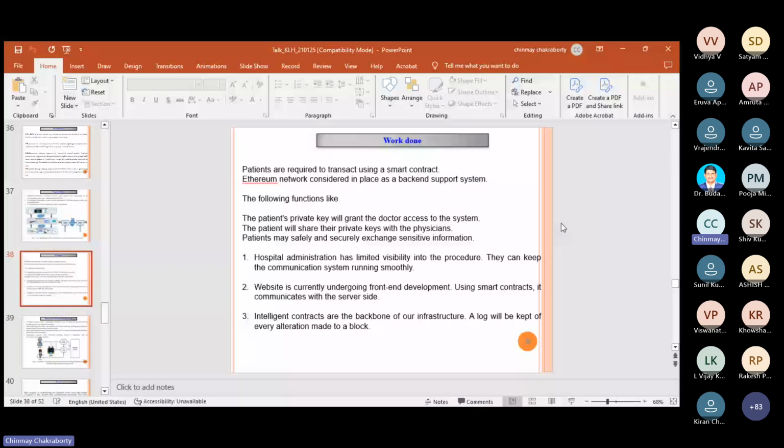Next, patients are required to transact using the smart contract. Next, the Ethereum network is considered in place of the backend support systems, with the following functions. The patient private key will grant the doctor access to the systems. Because of that, with your private key and public key, the patient gives some sort of permission to the doctor. The doctor can access the patient's data because the doctor needs to check the patient's clinical history, clinical data, and imaging as well.